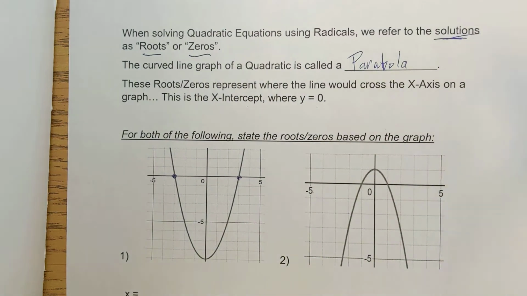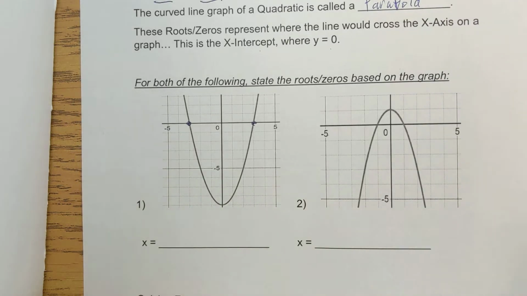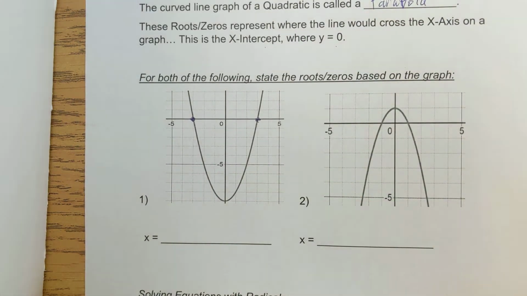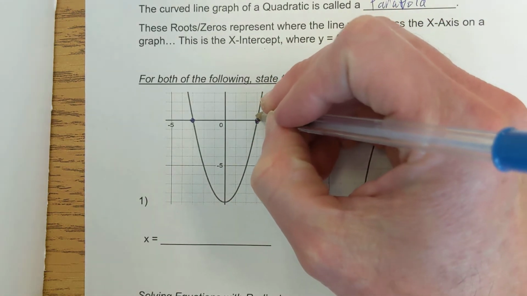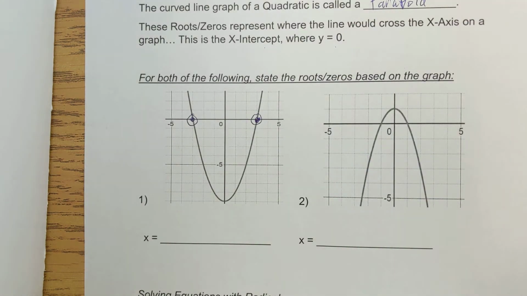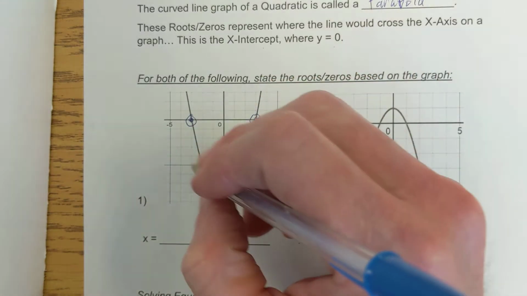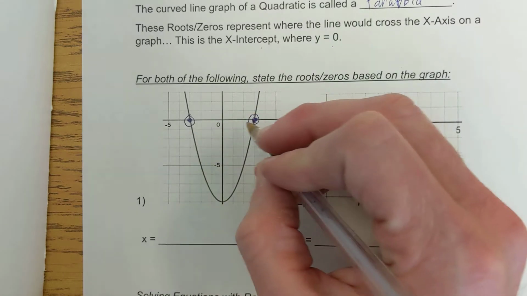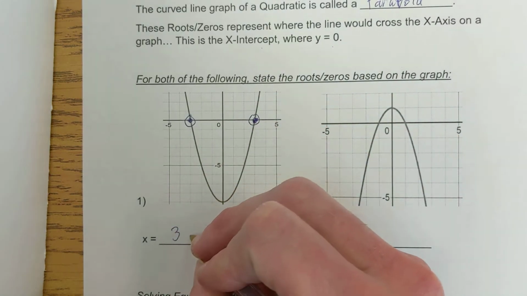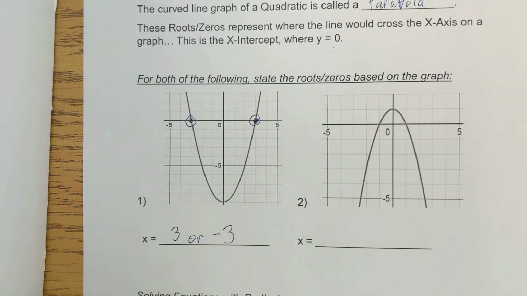All right, now off of that, let's go ahead and take a look at number 1. For both of the following, state the roots and zeros based on the graph. So you don't have to solve anything, you don't have to set anything up. You are only looking for these intercepts to find essentially your solutions, which are the roots and zeros. For this one, we are going to have 2 solutions because the curved graph crosses twice. The first one, depending on which way you look at it, you've got a positive 3, or over here you've got a negative 3. So that would be it. That's all you have to look at and understand at this point. We'll get into more depth of that at a later time.